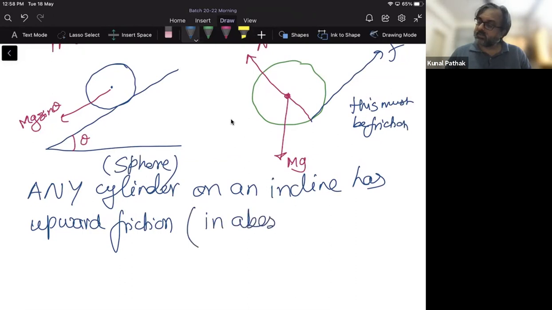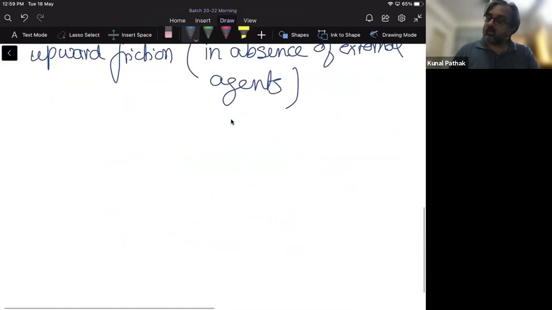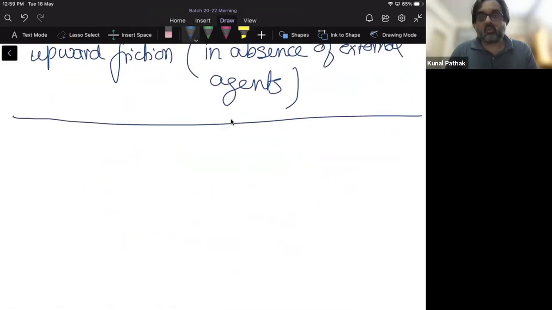In absence of external agents. So if people are not applying force on this, and only gravity and normal reaction are there, then whatever happens, friction will be upwards. Okay, this is the rule. So let's do some questions and then we'll be ready to handle work power energy.